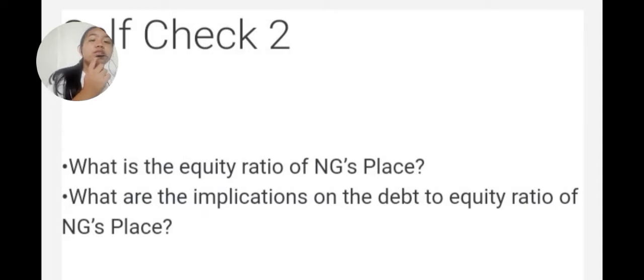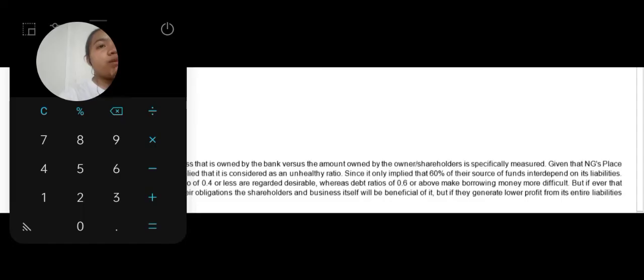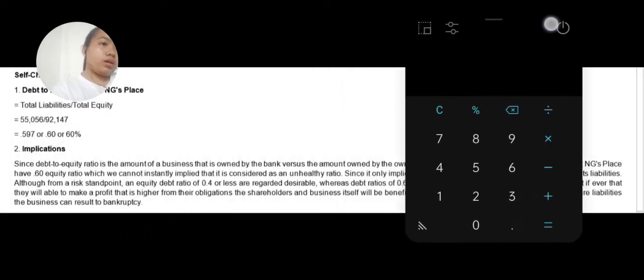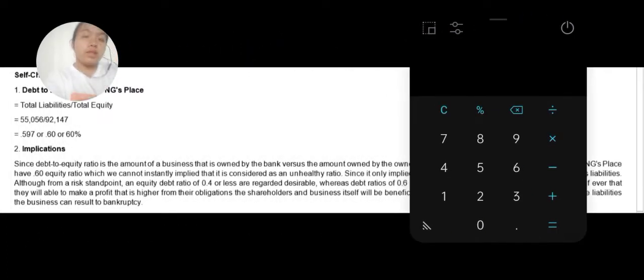So again, for self-check number 2, we are being asked to solve for the equity ratio as well as its implication on the debt to equity ratio of Inches Place. Now let's start, and I will show you how we get such an answer. We base our answer on the financial report given that was posted in the LMS.